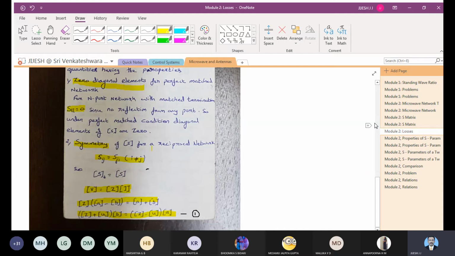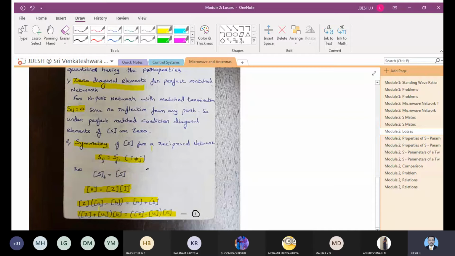So just to concentrate here, we have a symmetric property, and we are going to say that transpose of S is the same as S. We have taken V is equal to Z into I, and Z we have simplified further. V and I can be represented in terms of A and B, the incident and reflection coefficients. So V can be defined as matrix A plus matrix B, and I can be defined as matrix A minus matrix B.